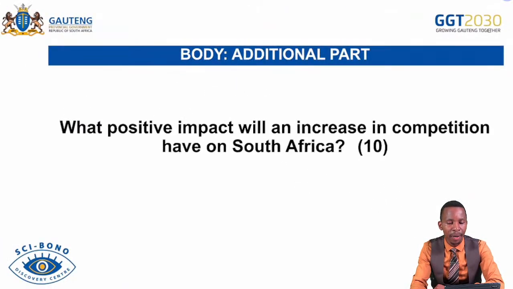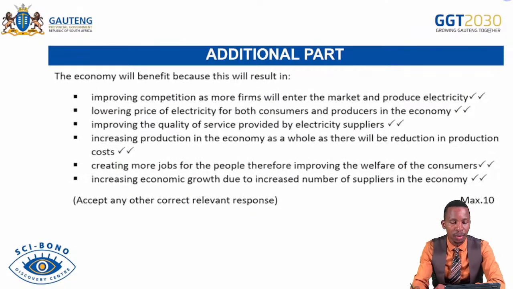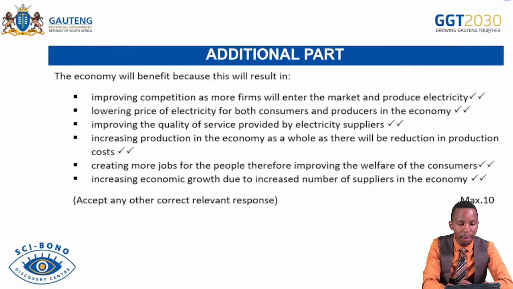And then the additional part. What positive impact will the increase in competition have on South Africa? That was for 10 marks. So this is information that was in this kind of question paper.